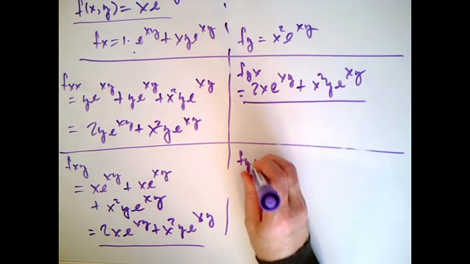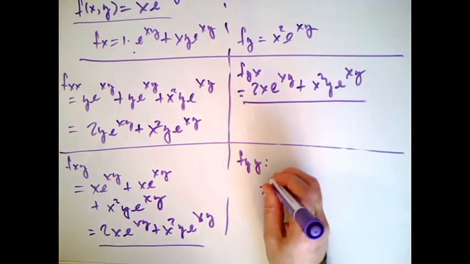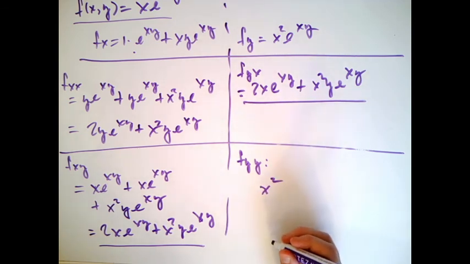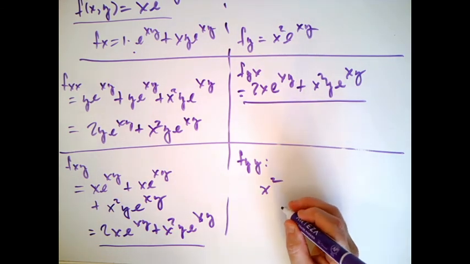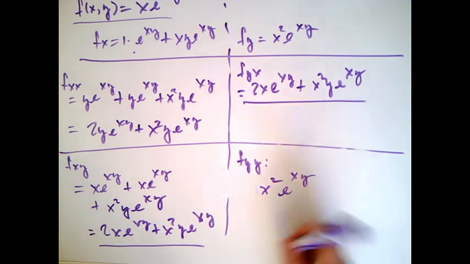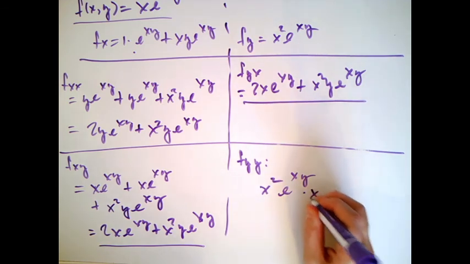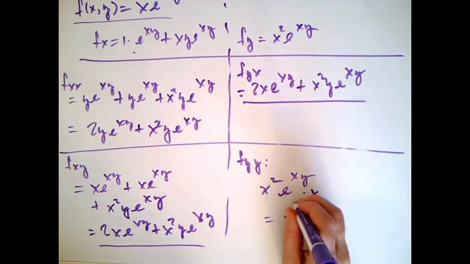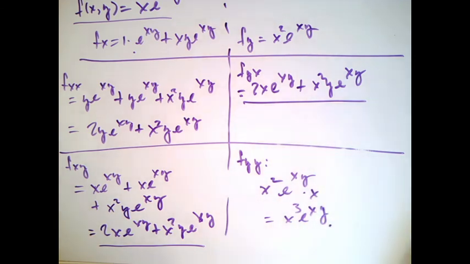Fyy. Let's see here. The x squared is now just a coefficient. Happy about that. Times the derivative of e to the xy with respect to y. The derivative of xy with respect to y is just x. See what I'm going to get here? Let's write it like this. So the coefficient goes along for the ride. The derivative of e to the blob is e to the blob times the derivative of the blob. And we're going to get x cubed e to the xy like that. And we have our 4 second partial derivatives. Oh boy.